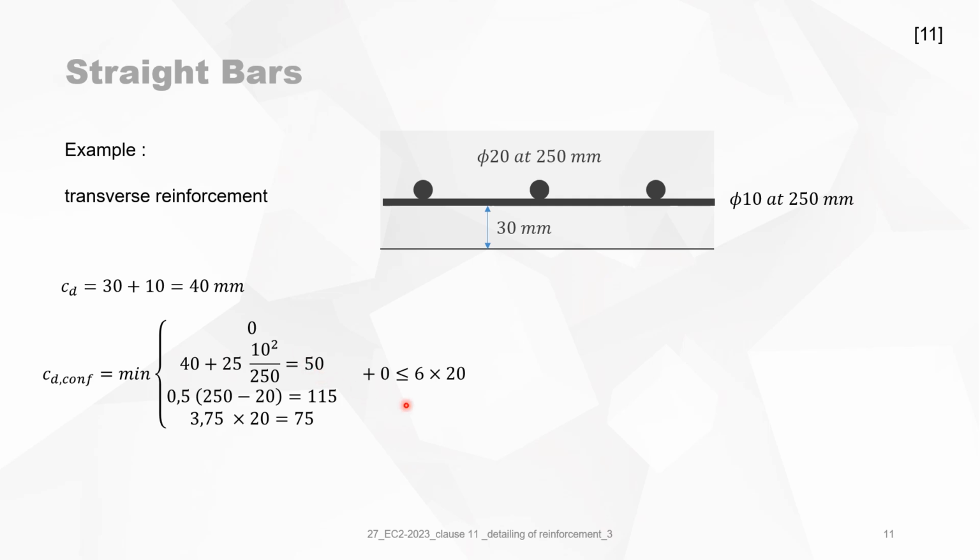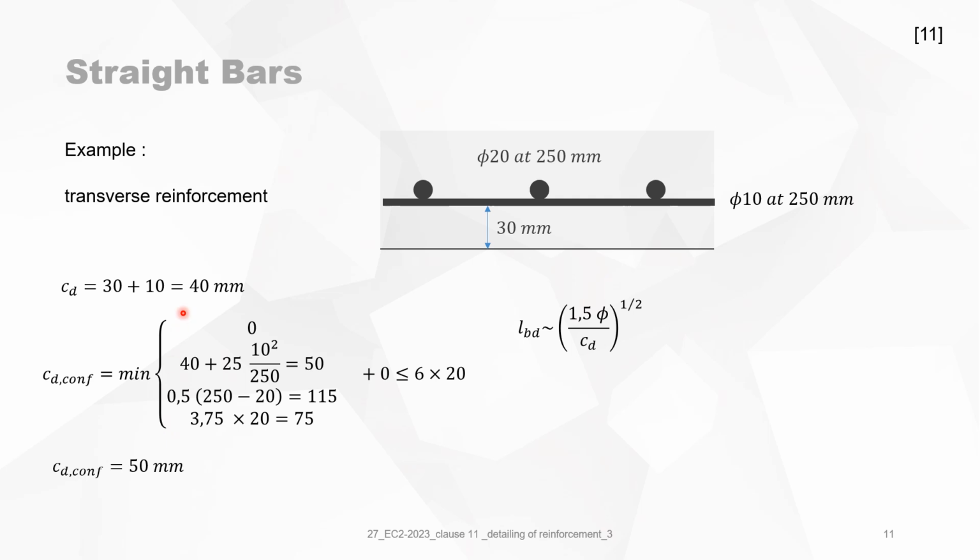So it's 50. And the other term was 0 because we only take into account here, for instance, this is for a slab, of course, the transfer reinforcement. So there is no confinement reinforcement. And it must be smaller than 120. So CD confinement is 50 millimeters.